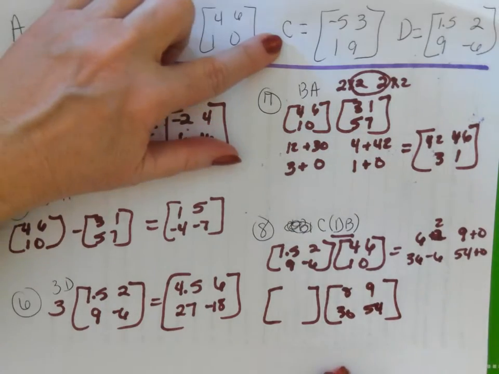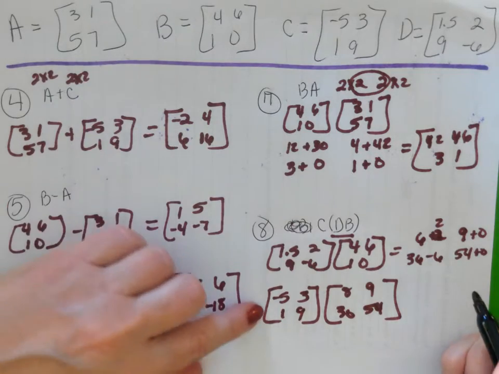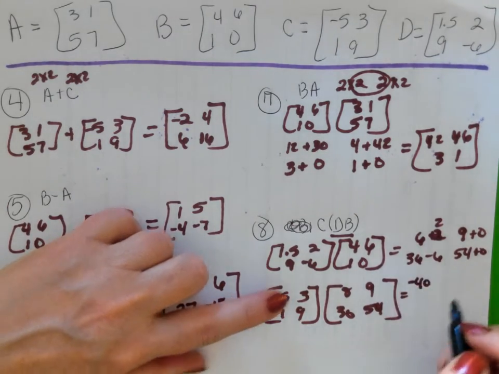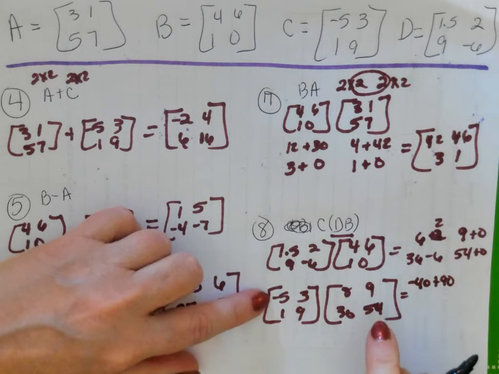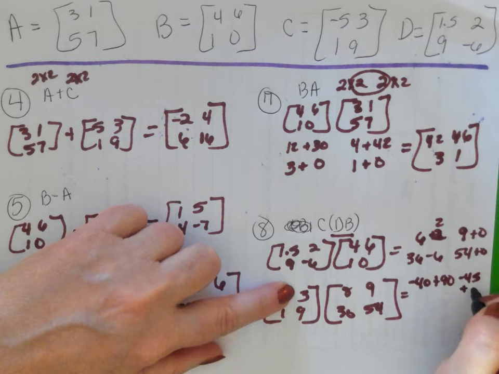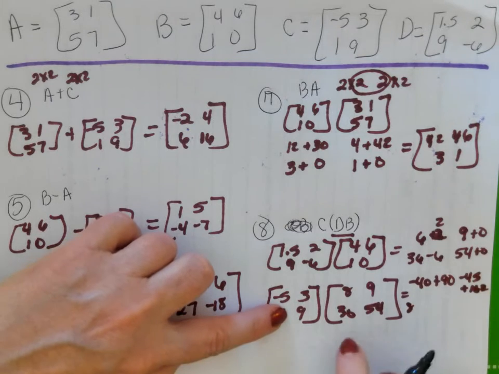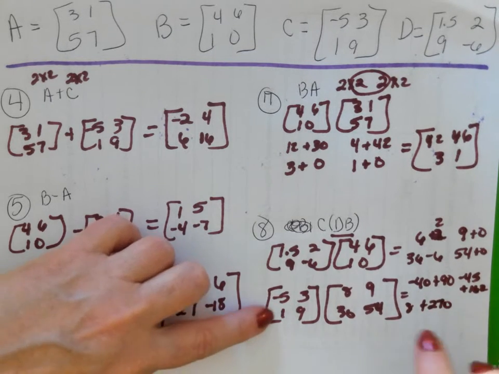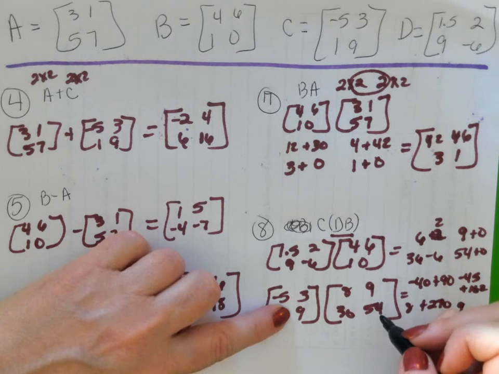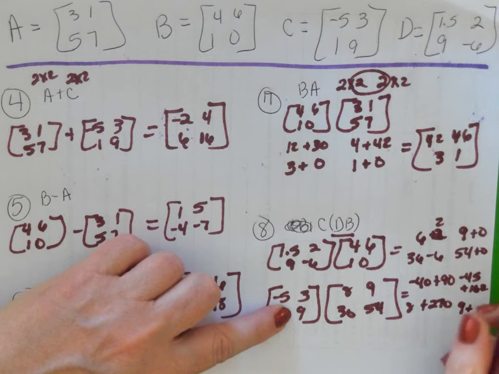Now we multiply that times C on the left side. So negative 5, 3, 1, 9. Okay, I may need a calculator here. That's negative 40. 3 times 30 is 90. Negative 45. 3 times 54 is 162. 8 times 1 is 8. 9 times 30 is 270. 1 times 9 is 9. 9 times 54 is 450 and 36, so 484.